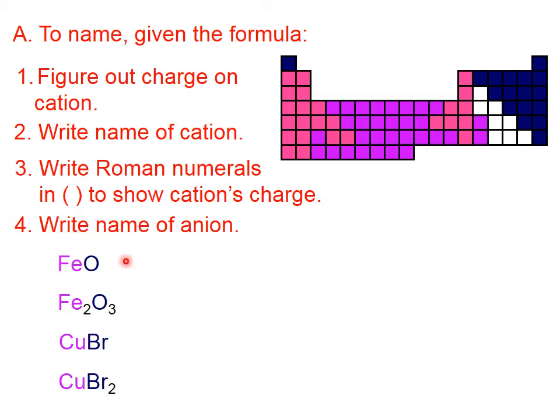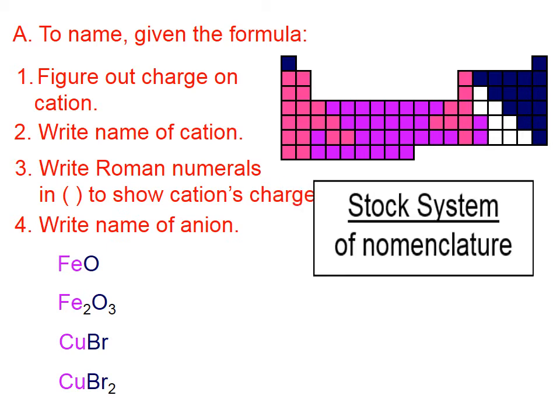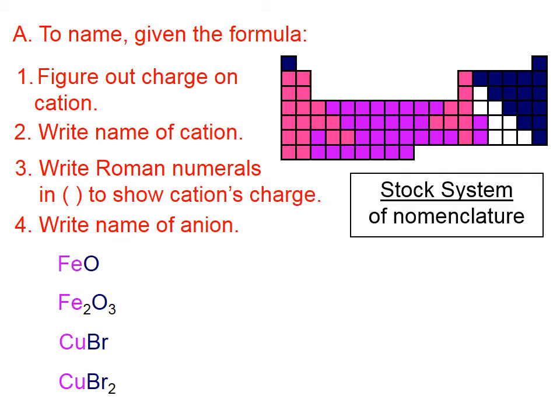In these first two examples, if we don't realize that iron is a variable charge cation, we'll call this iron oxide, and we'll call this one iron oxide. But they're not the same compound, so they shouldn't have the same name. This is why we need to use this set of naming rules. This is called the stock system of nomenclature, whenever we use Roman numerals, the stock system.